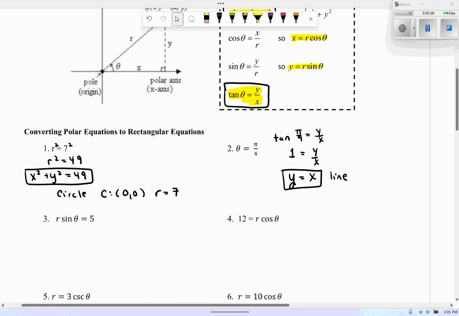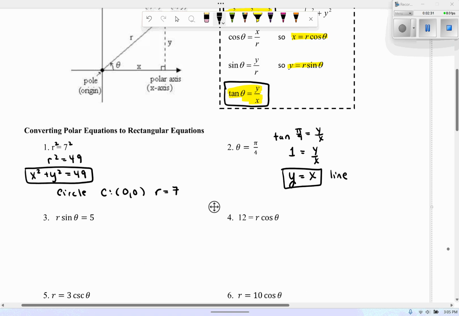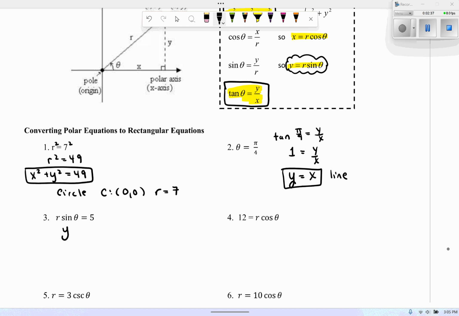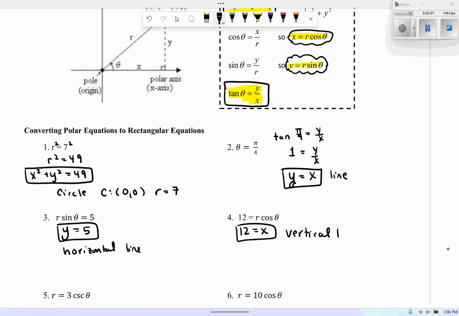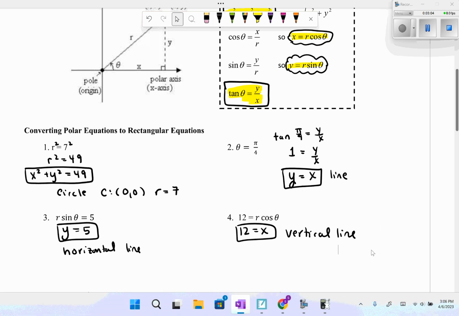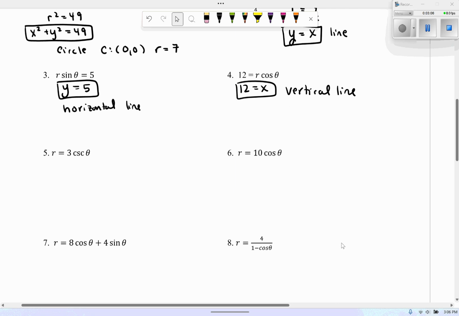Next, we have r sine theta equals 5. So we can use this equation right here. R sine theta is equal to y, so we get y equals 5, and this is a horizontal line. Next, we have 12 equals r cosine theta. So r cosine theta is, of course, equal to x. So we get 12 equals x, which is a vertical line. So those are some of the easier ones, but they do get more complicated.